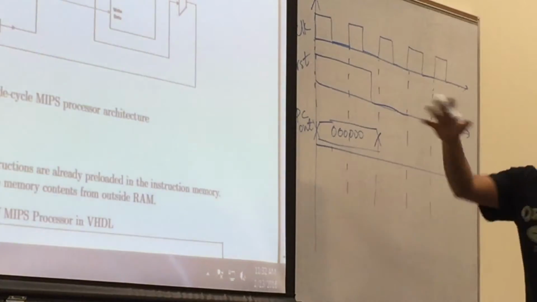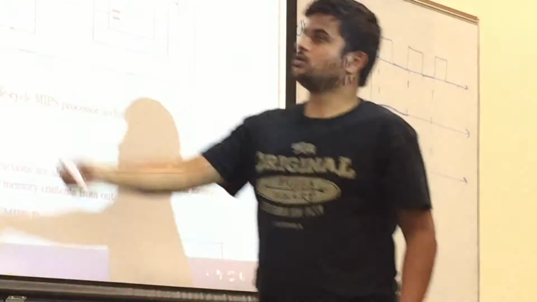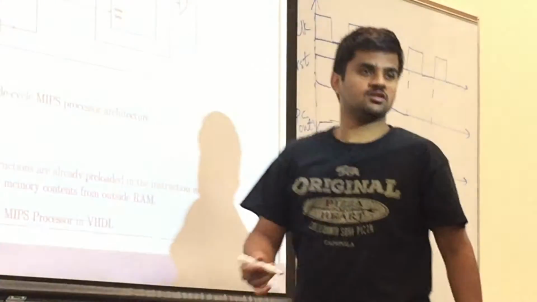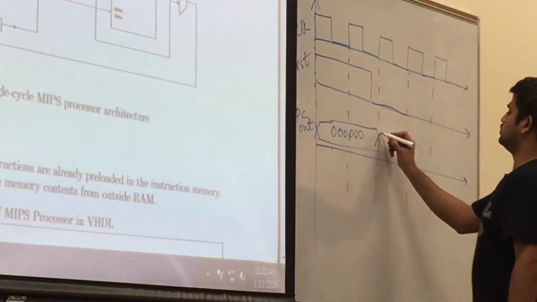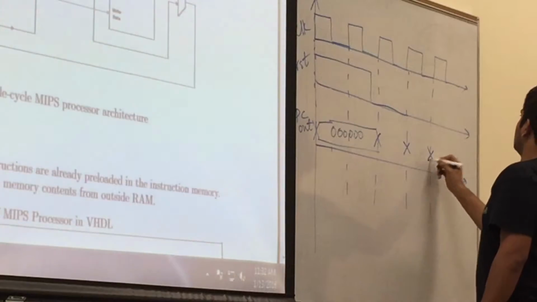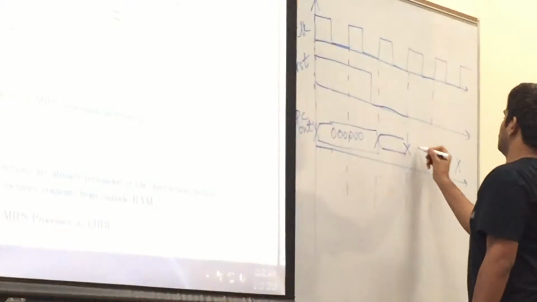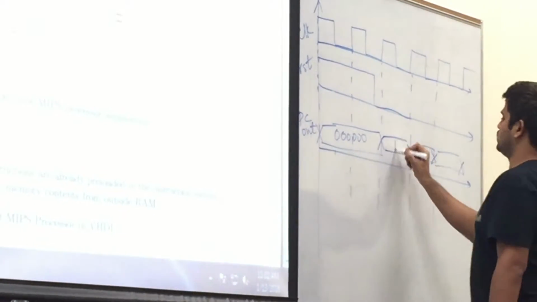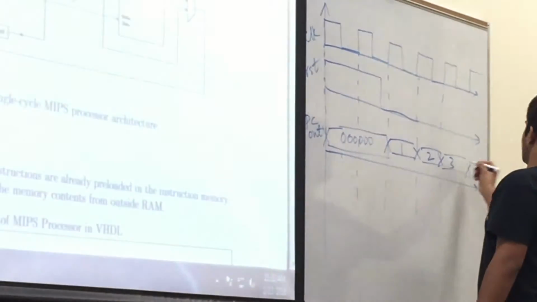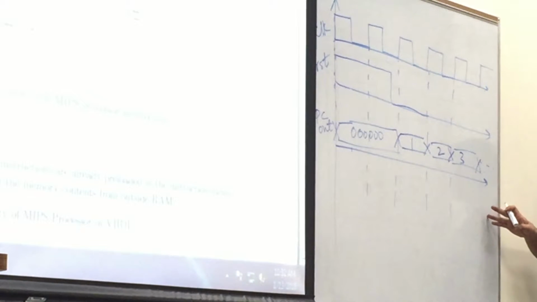So your program counter starts incrementing, right? It's 1, 2, 3, and it keeps on incrementing. So this is how your program counter works. Any questions? Is it clear? Okay.